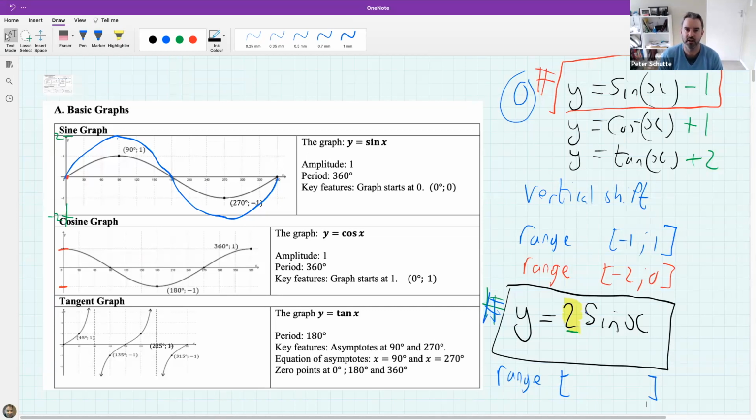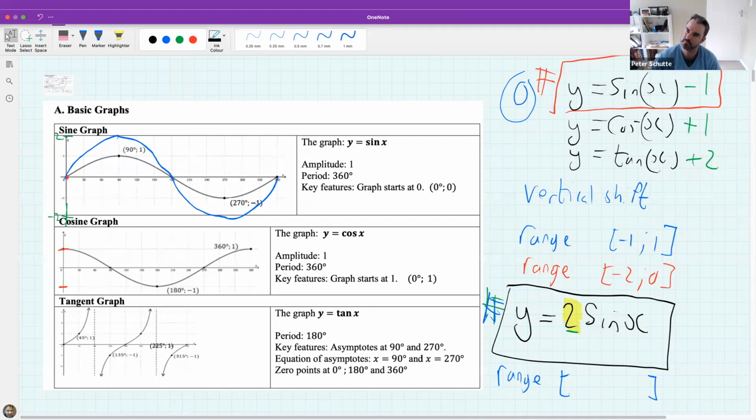Yeah, Kiara, you're right. It doesn't just stretch it upwards. It can actually compress the graph too. If there was a half in front, it would have compressed it. But what do we think the range is for that blue graph that I just drew there?